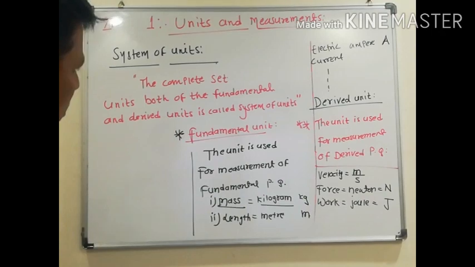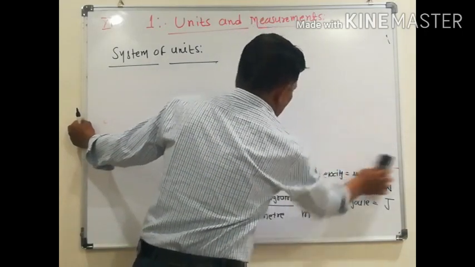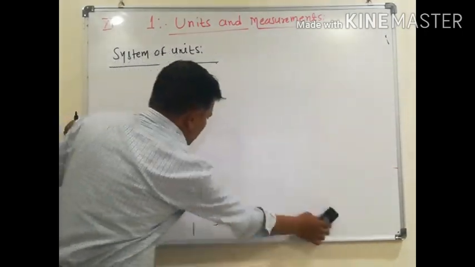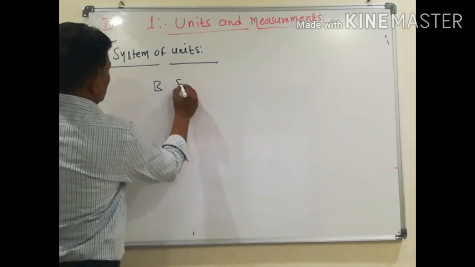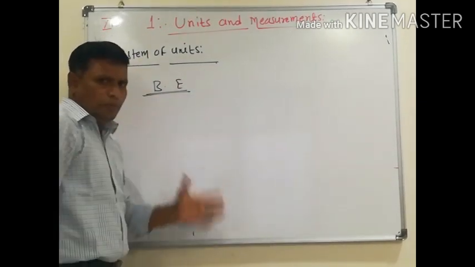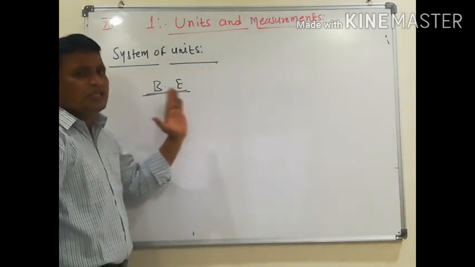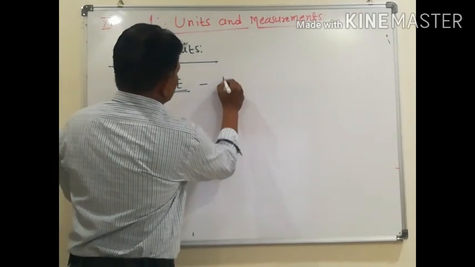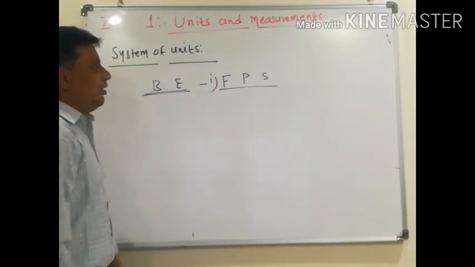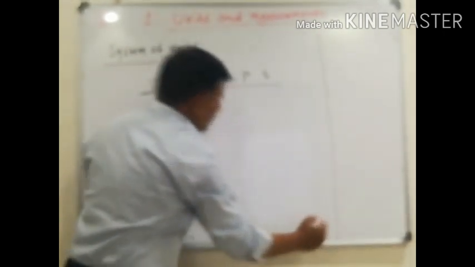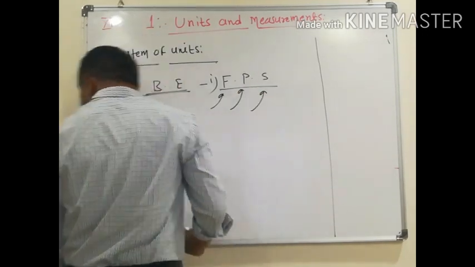So the first one, look here, is the British system, the British engineering system. This system is used in European countries, in the UK. That is the British engineering system, and the name of that system is FPS. This is the first system, FPS. Okay, so what is F? What is P? And what is S? Look here.